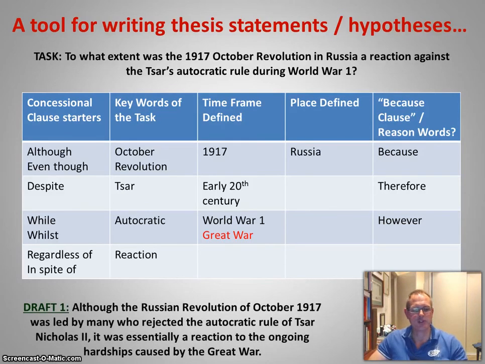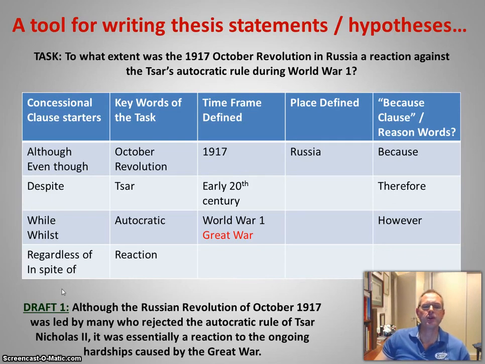My draft hypothesis is, although the Russian Revolution of October 1917 was led by many who rejected the autocratic rule of the Tsar, or Tsar Nicholas II, it was essentially a reaction to the ongoing hardships caused by the Great War. I've started with a starter word from the concessional clauses, although.